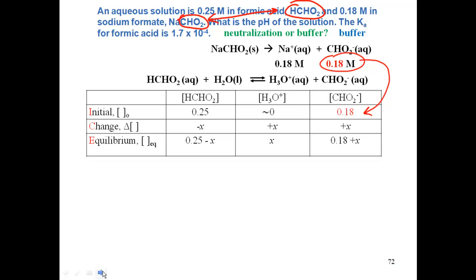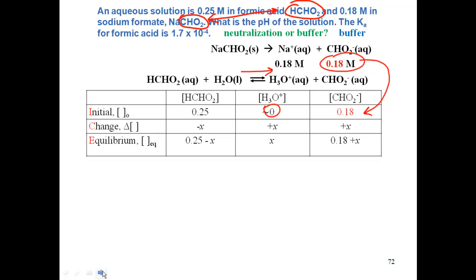Then I have my change. Well, it's going to have to go to the right because I have 0 hydronium, so it's always going to go in the direction that I have a 0. So that means I have minuses on my change on my reactant side and pluses on my product side. I need some relationship between them. So I'm going to go with X, X, and X. That's something we've been doing over and over with this acid-base stuff. Then I add them up to figure out equilibrium, which will give me 0.25 minus X, X, 0.18 plus X.